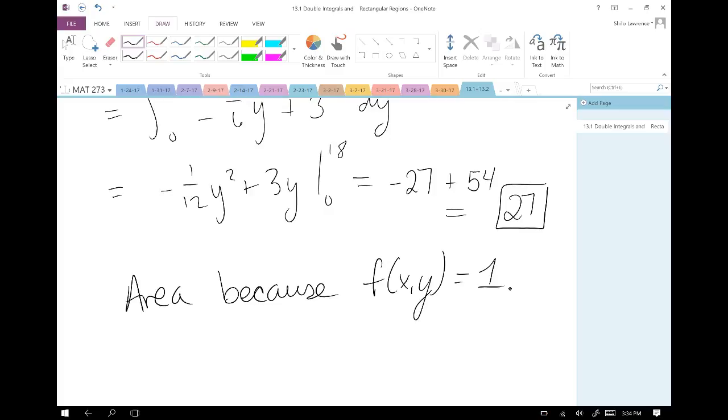And we can do triple integrals as well. If we can do double integrals, we can do triple integrals. Just do it a third time.